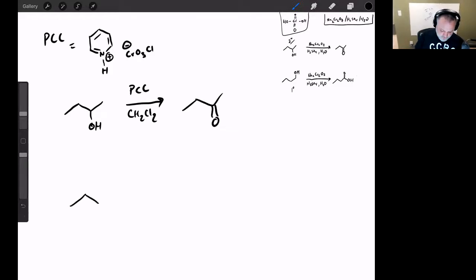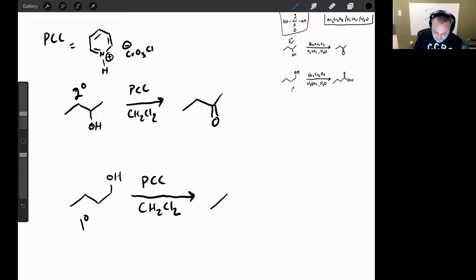Now, a different result happens if it is a primary versus a secondary carbon. So it's a different result in the sense that compared to chromic acid. So chromic acid is the strong oxidizing agent. PCC is less strong. So it doesn't oxidize all the way to a carboxylic acid. It stops at the aldehyde.